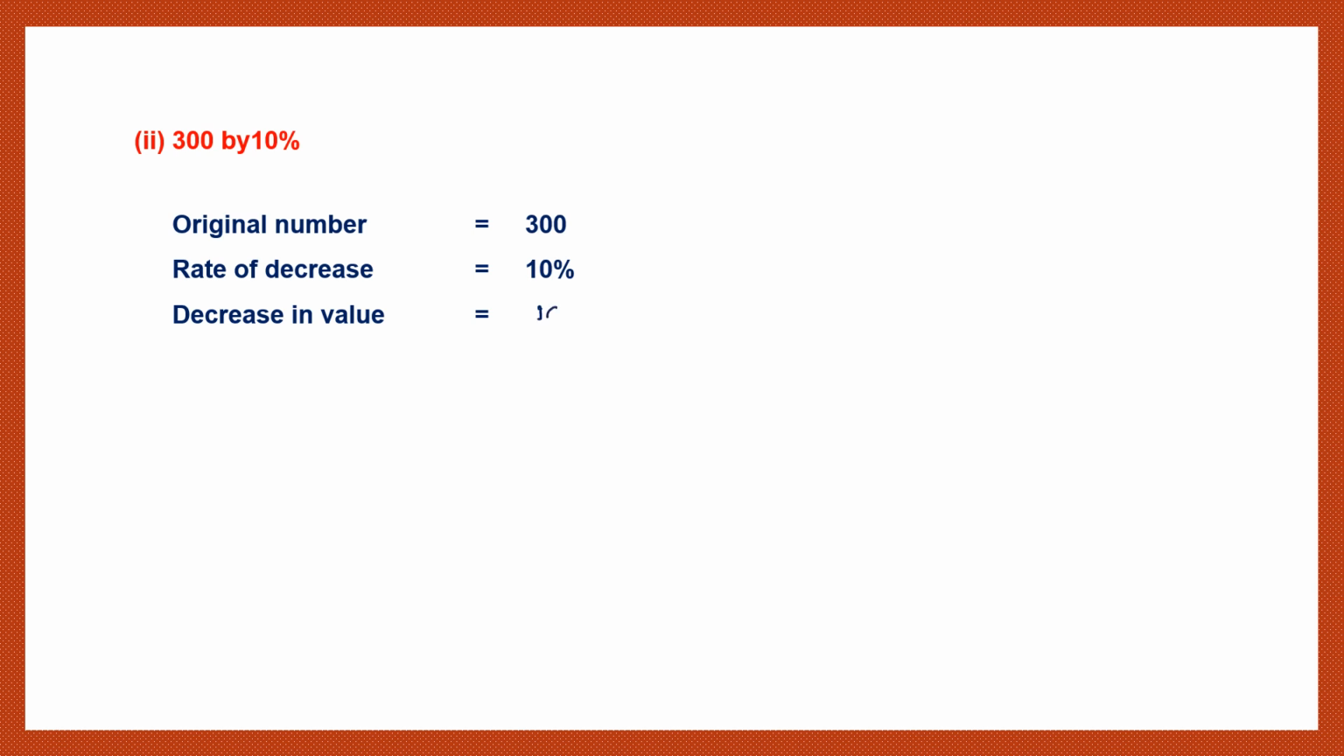Question 2. Decrease 300 by 10%. So the original number is 300. The rate of decrease is 10%. Now the decrease in value is 10% of 300. So we have to find this 10% of 300. So this will be 10 by 100 into 300.